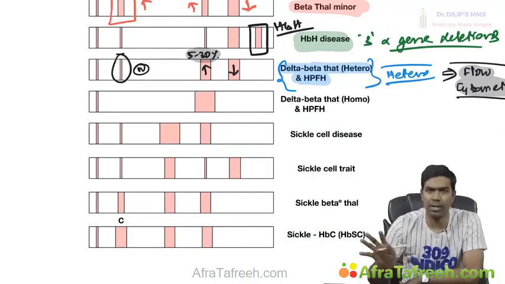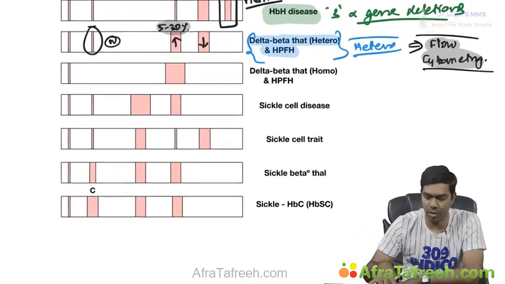If you see homogeneous distribution of HbF, that is HPFH, hereditary persistence of fetal hemoglobin. If you see heterocellular or heterogeneous distribution of HbF in different cells, that is going to be heterozygous delta beta thalassemia, as simple as that. So hemoglobin electrophoresis in this condition will not differentiate the two conditions.